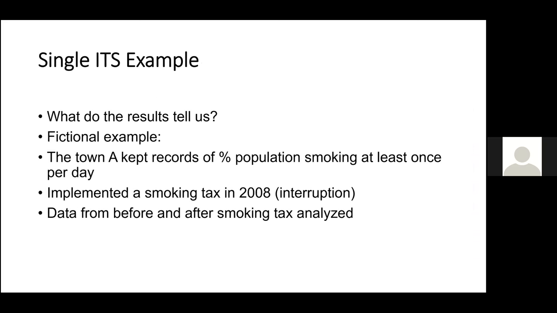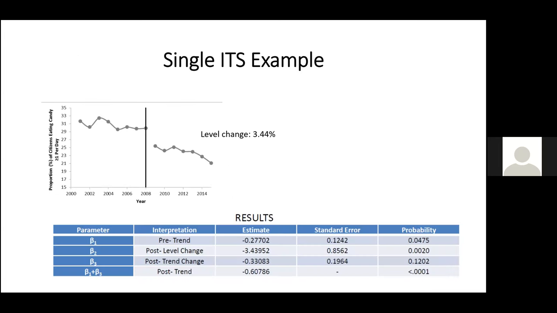So let's see a single ITS example before we are caught by time. We ask, what do these results tell us? For instance, there's a town A which kept records of the population smoking at least once a day. Then in 2008, there is a smoking tax. This is what causes the interruption. So you can look at data before and after the smoking tax and try to analyze it.